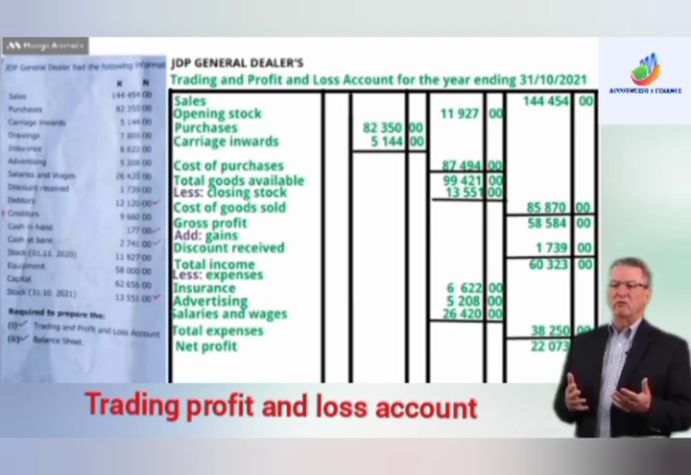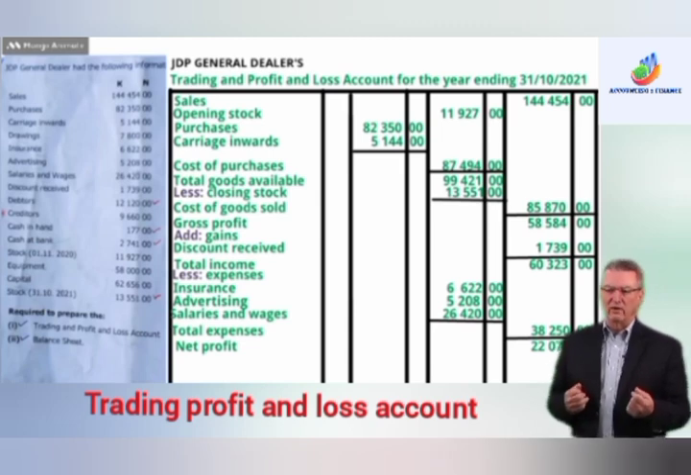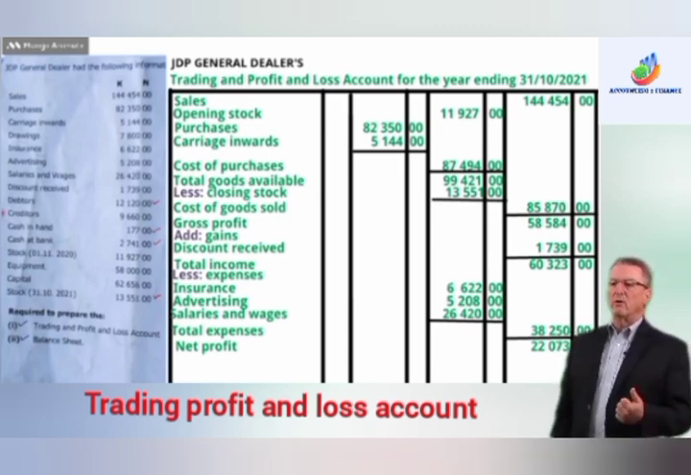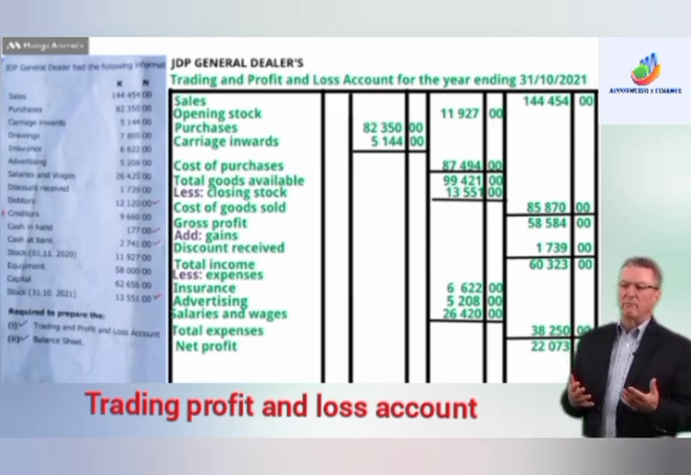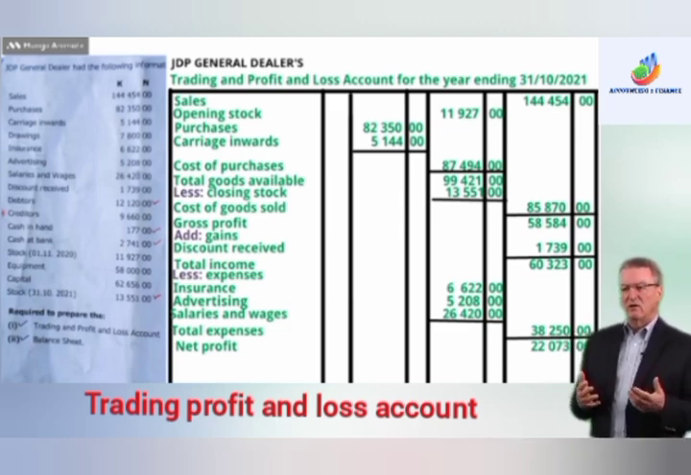So basically this is the trading and profit and loss account for the year ending 31 October 2021 for JDP General Dealers. If you have got questions, I'll be glad to respond to them in the comment section. Basically, this is what you are supposed to do.